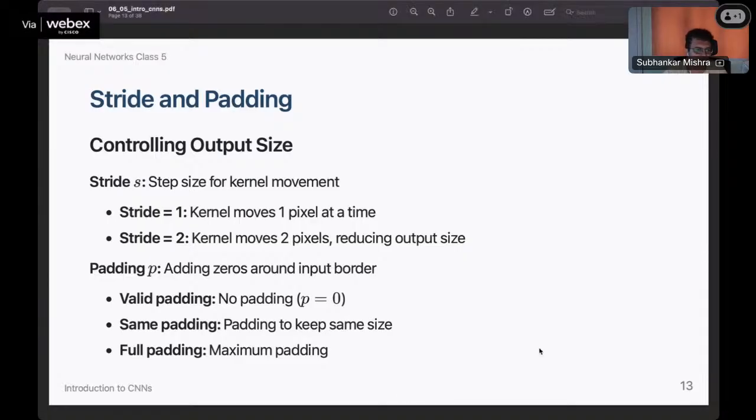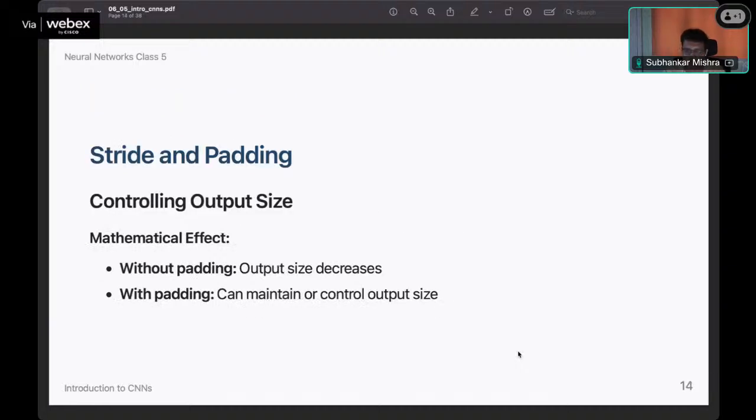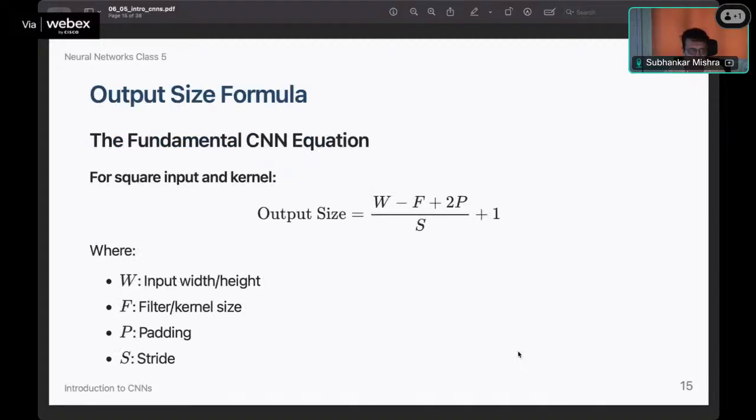Then what we have is padding. If we want to maintain the same size of input and output, then we have to do something called padding, specifically because we are doing a stride. Without padding, the output size will decrease. With padding, we can technically maintain and even control what the output size should be. The output size is given by this formula: (W minus F plus 2P) over S, plus 1. It includes the input width, filter size, padding, and then stride. Yes, everything is included here.